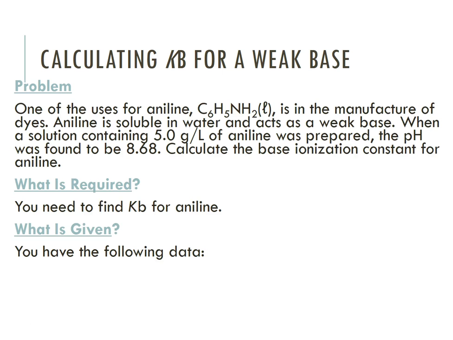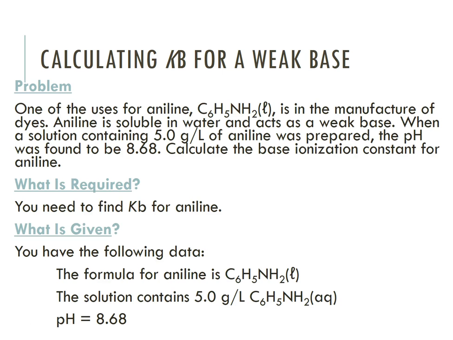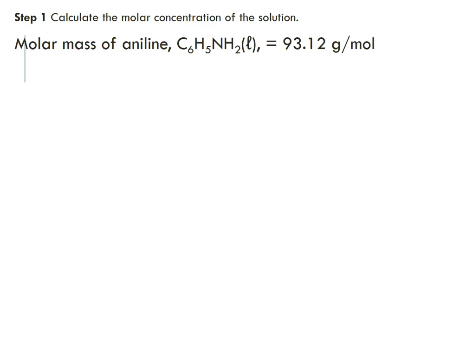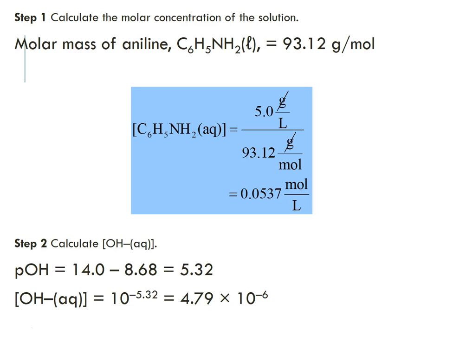In this example, you are given a concentration and a pH for a base and are asked to determine the base ionization constant. The concentration given is not a molar concentration, so the molar mass needs to be used to convert the value to the proper units. This value is going to give you the initial value for the concentration in your ICE table. The concentration of hydroxide ions can also be determined.